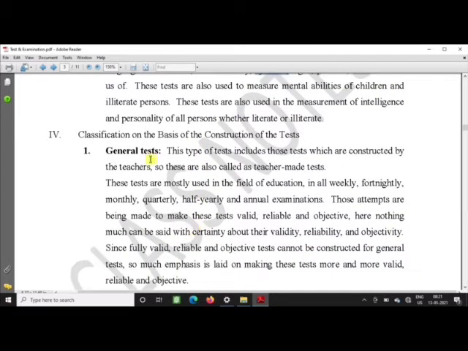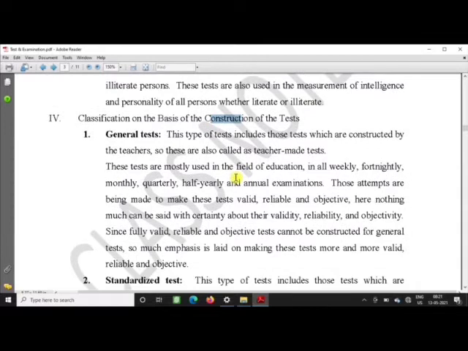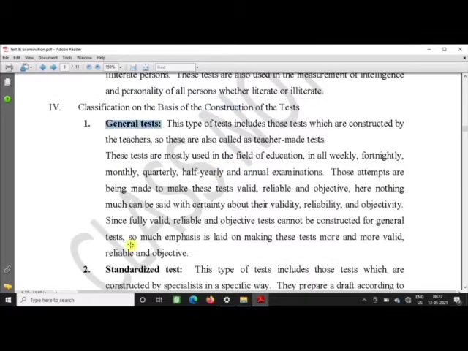So the next classification we have here is on the basis of construction, and there we have general tests and standardized tests. General tests are also called teacher-made tests. These tests are made by the teacher, usually that we see in schools, that are used during unit tests or class tests or any other kind of test. Those are constructed by the teacher and are used in the field of education, which are weekly, fortnightly, monthly, quarterly, half yearly, and annual examinations.